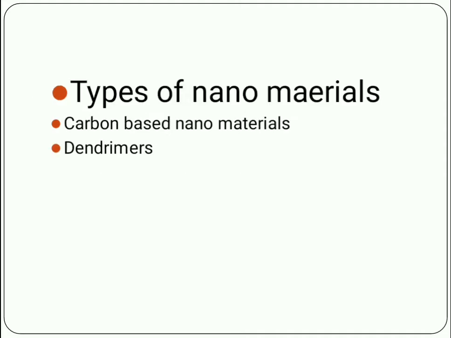So see the types of nanomaterials. They may be either carbon based nanomaterials or dendrimers. So two types of nanomaterials are possible. The first one is carbon based, which means it will have carbon as a major component, and the second one is dendrimers. Now we see what dendrimers are.